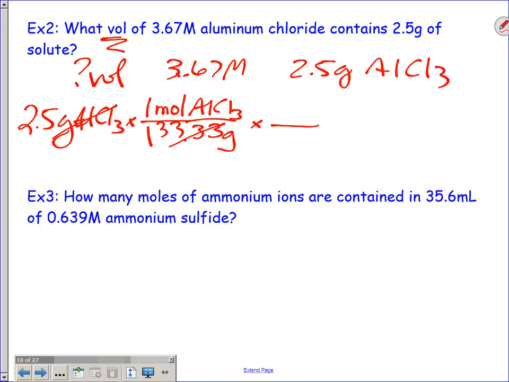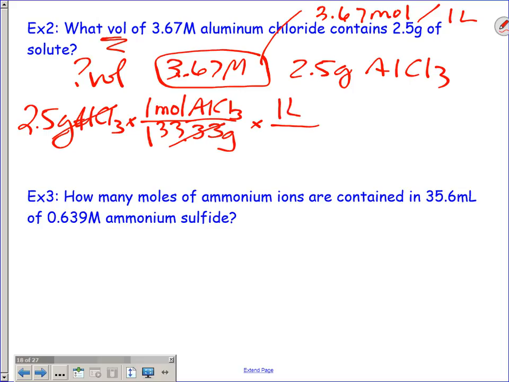I think Arushi's got me here. Oh, it's 1 liter over 2.6. So you're taking the molarity rate and flipping it upside down. Don't forget that this is actually 3.67 moles per 1 liter, right? So if I flip it, 1 liter goes on top, 3.67 moles goes on bottom. My moles and moles have to cancel.